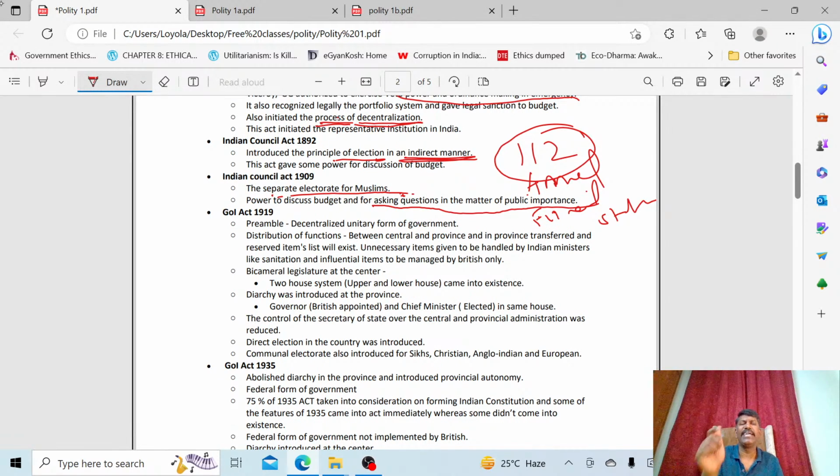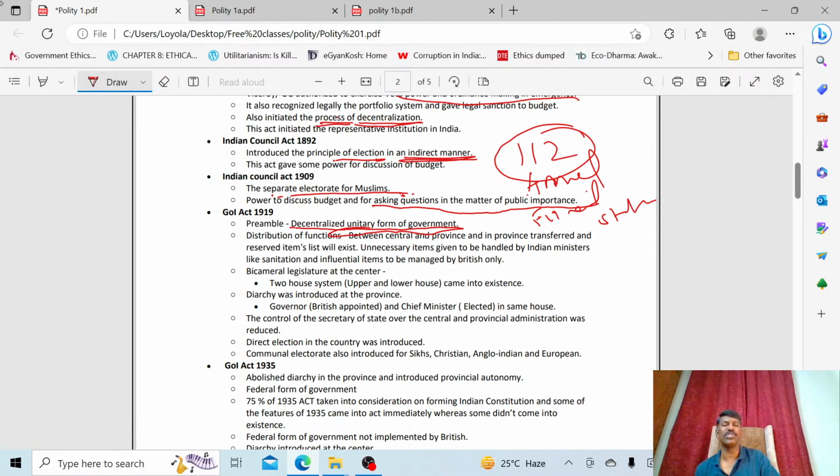In the preamble, it discusses that the Indian government is going to have a method of decentralized unitary form of government. This is an initiative. Later, we accepted the idea of the federal principle, not from the United States of America, but from Canada. We got the idea of a federal principle with a strong unitary bias. It's a kind of method.